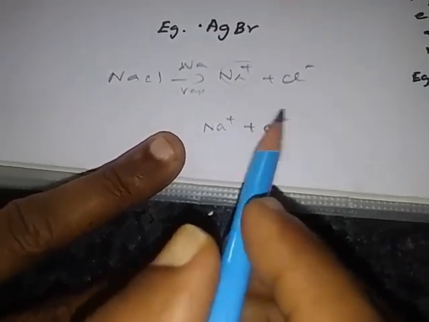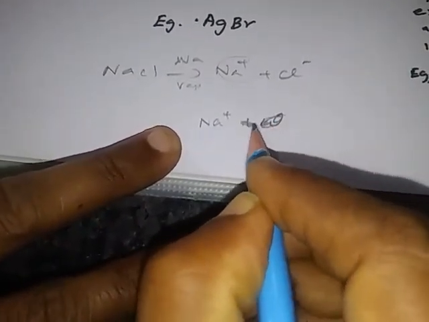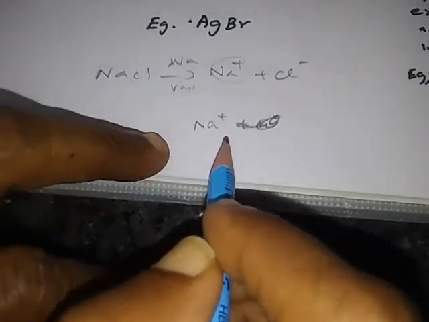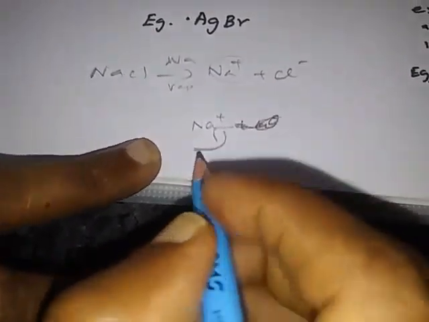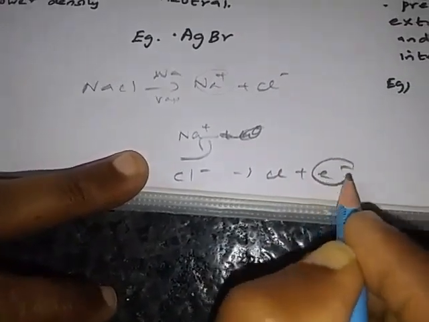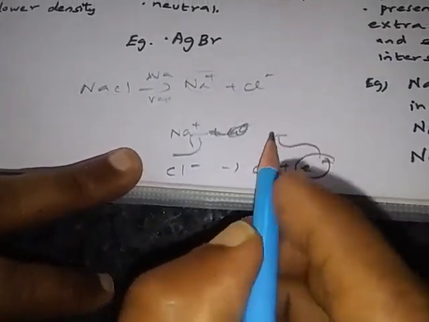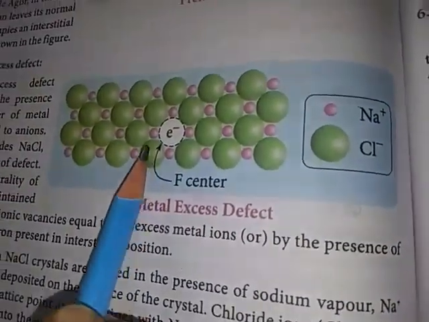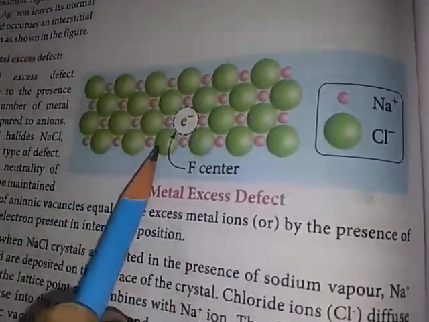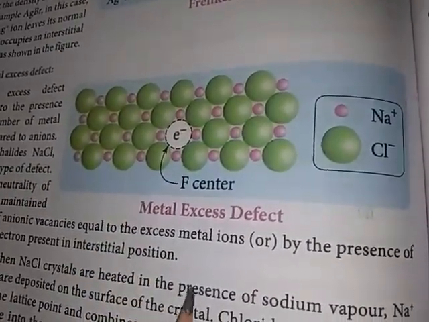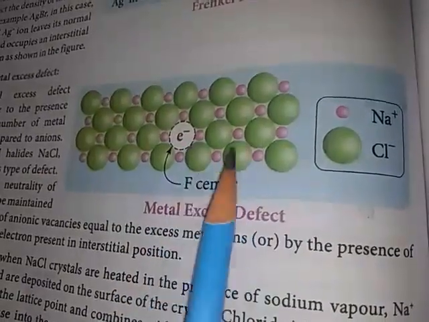Here the Cl minus ions will diffuse, come out of their place, and combine with Na plus ion. So Cl minus will change into Cl plus e minus, and this electron will occupy the place occupied by the Cl minus ion. Look at this diagram. Here, when the NaCl crystal is heated in the presence of sodium vapor, Na plus ion is formed and comes to the surface of the crystal.